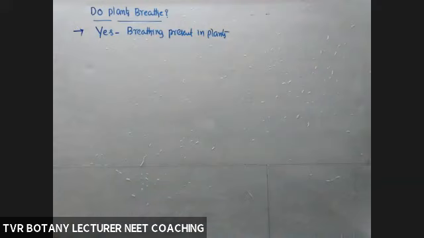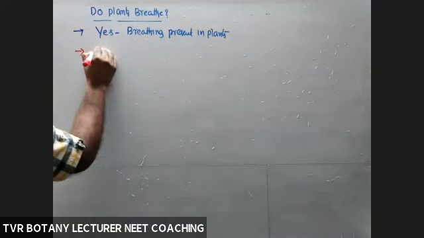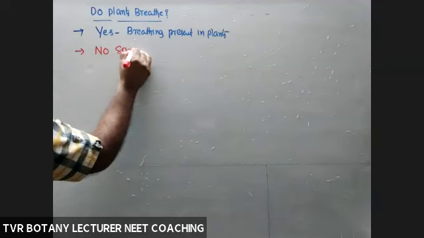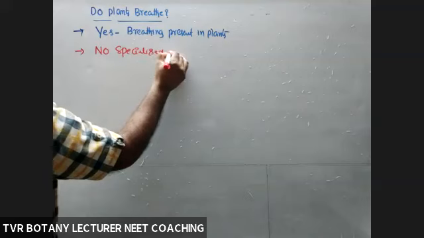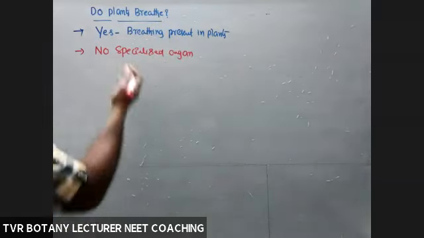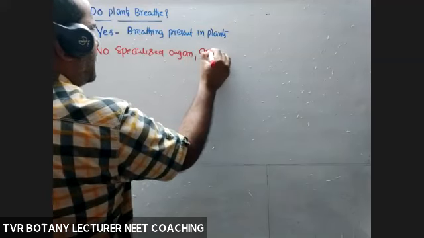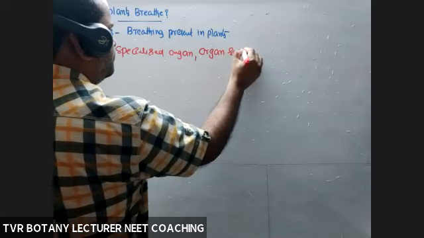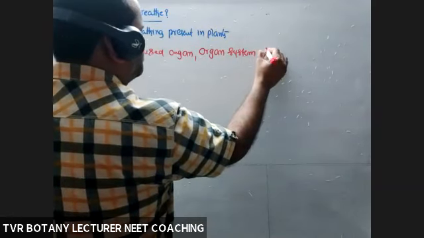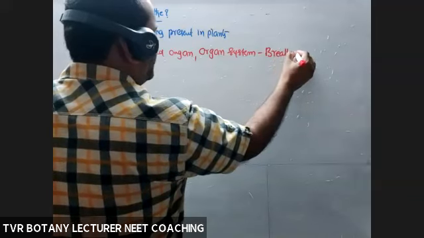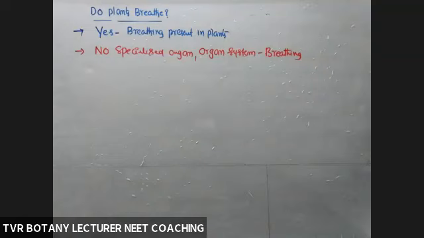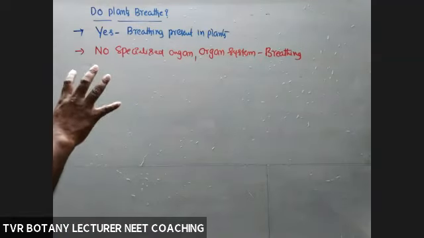And what are the organs concerned with breathing? That is very, very important. So in plants, there is no specialized organ and organ system for breathing. In the case of animals, specialized organs are present. An organ system is present to execute the breathing process. But what about plants? No organ means there is no specialized organ for breathing.